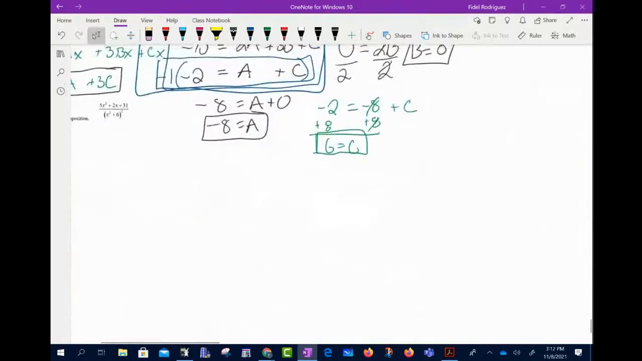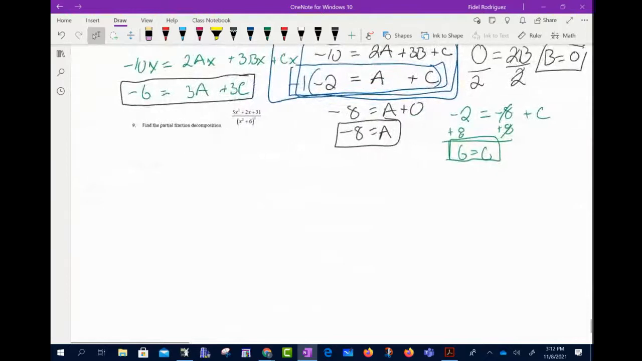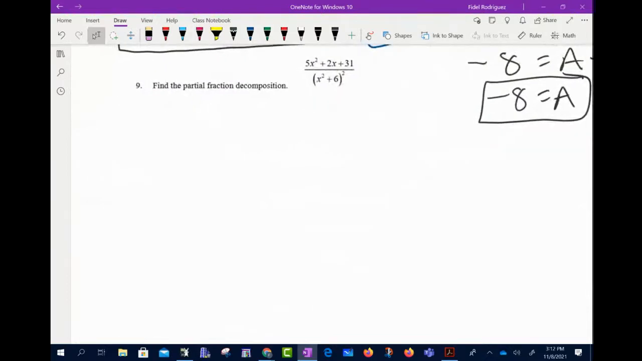All right, so I think we got one more here, y'all. Let's see if we can figure this one out. It says, find the partial fraction decomposition. First thing I want you to notice is that on the denominator, we have a quadratic, and it's not just a quadratic expression, it's a quadratic expression being squared. So we're gonna have to sort of build this up.